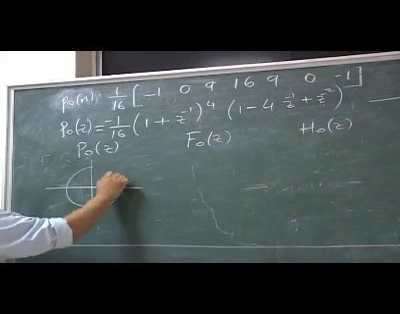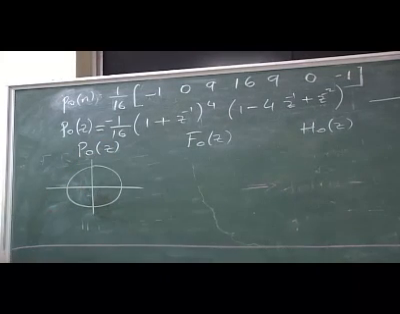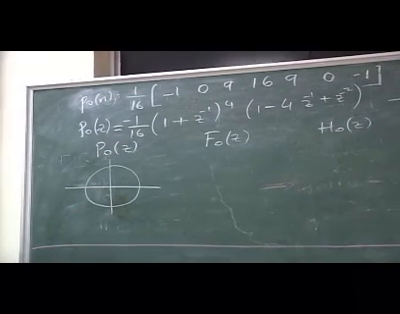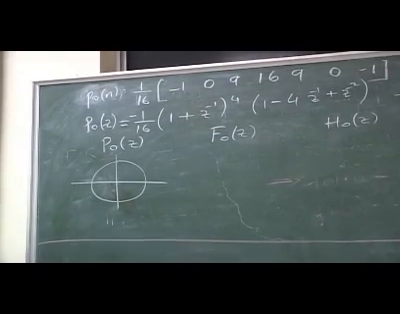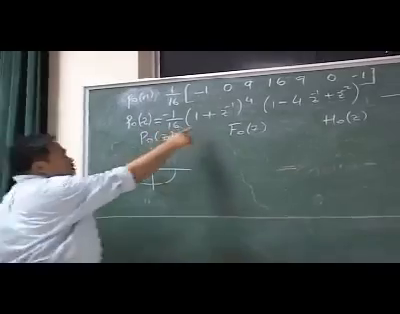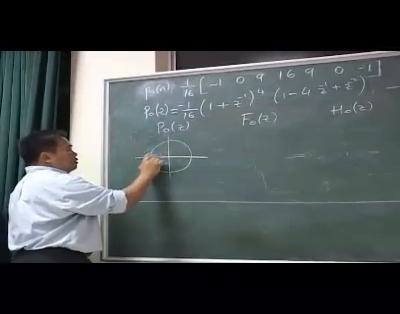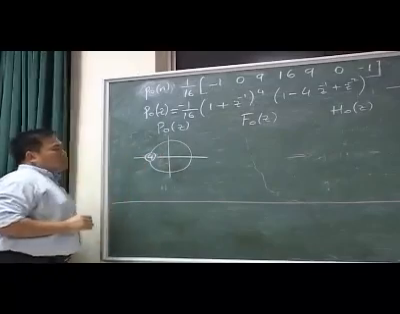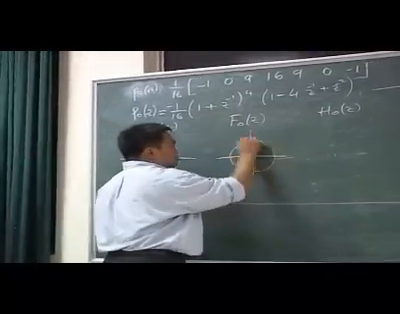So let's see. Where are the zeros for P0? There are how many zeros? 5 minus 1? 4. So there are 4 zeros at minus 1. And where are the other zeros?